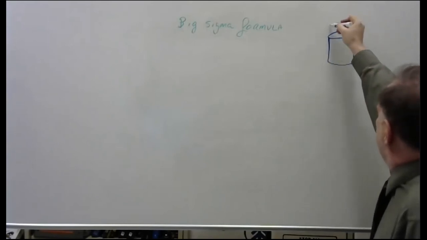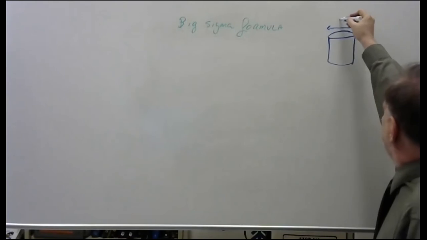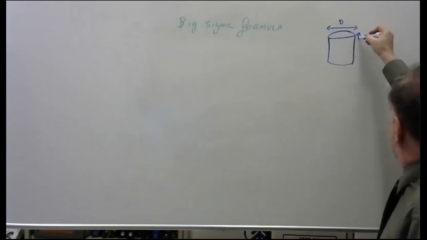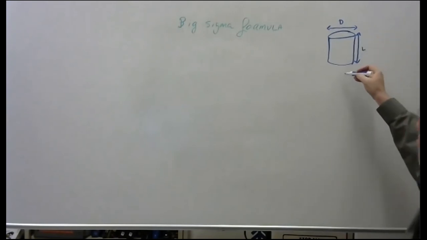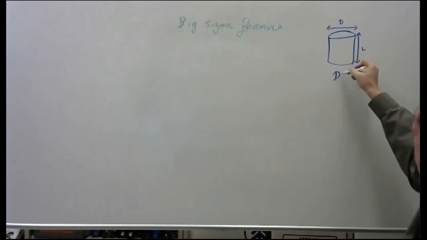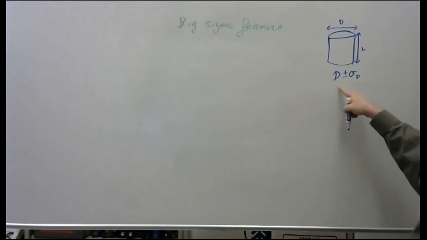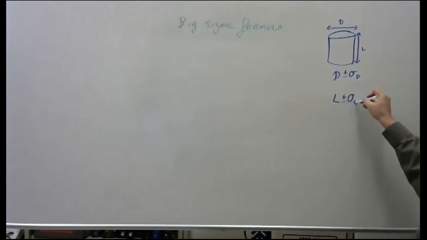And I'm going to write this down. I'm going to measure the diameter of this thing, and I'm going to measure the length of this thing. And my answer has D plus or minus sigma D. So I get this. And I have L plus or minus sigma L.